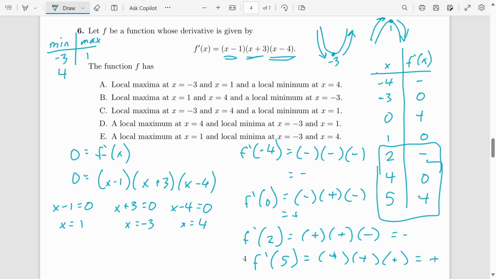Now, finally, we just have to figure out which answer choice fits that, and it looks like it's going to be E. There we go. It has a local maximum at x equals 1, that's that, and local minima at x equals negative 3 and 4, which is that. Cool.